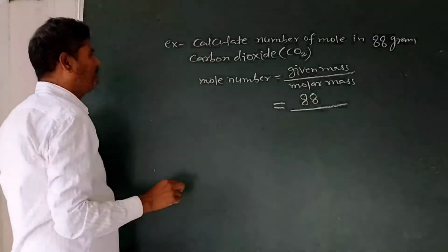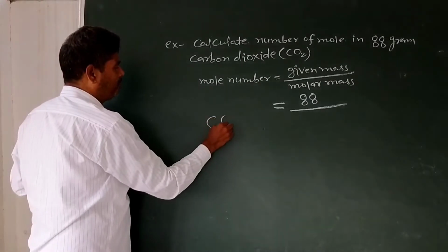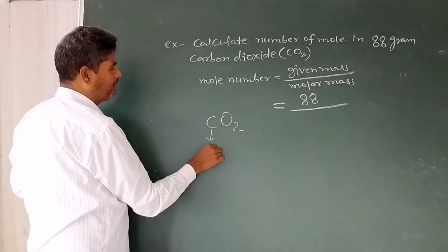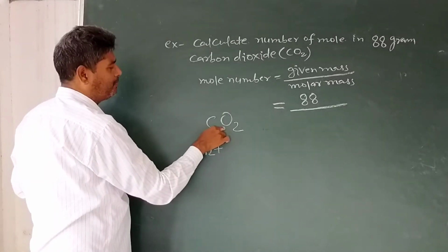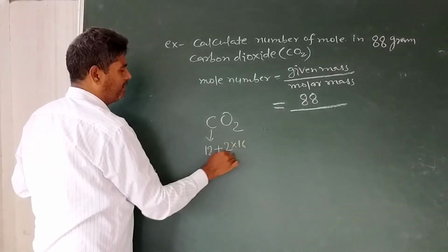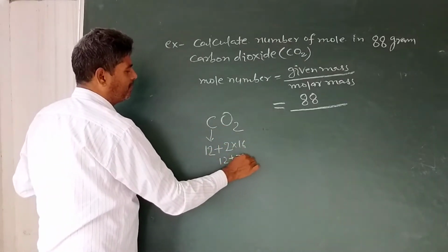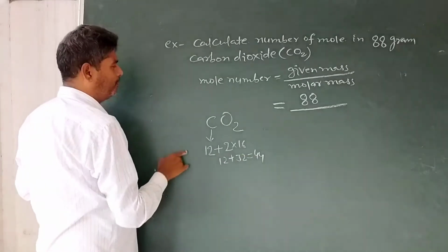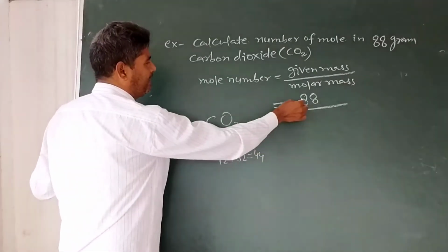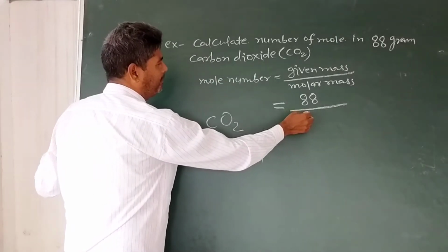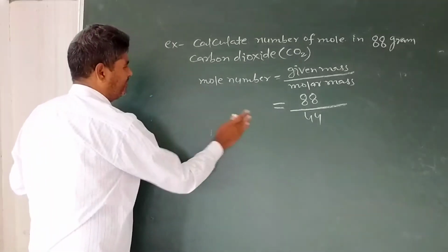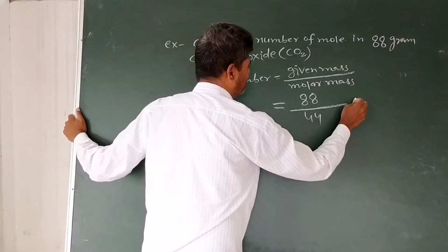Now what would be its molar mass? CO2: single carbon, atomic mass of carbon is 12, plus here there are two oxygen, so 2 times mass of oxygen atom 16. 12 plus 32 equal to 44. The molar mass of carbon dioxide is 44. 88 will be divided by the molar mass, that is by 44, equal to 2.